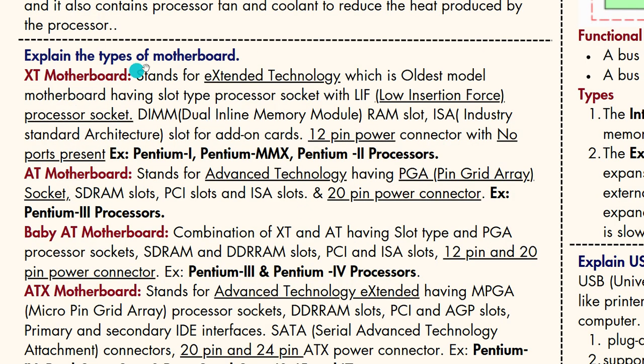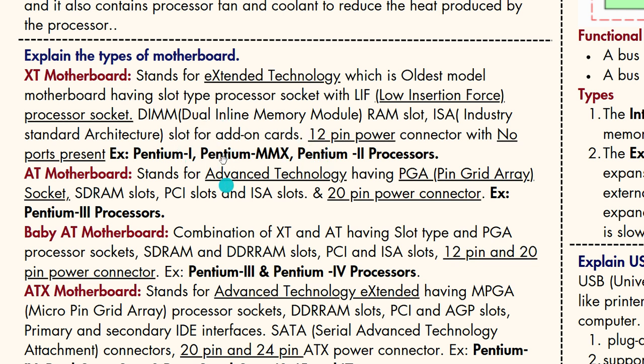Now, coming to explain the types of motherboard. XT motherboard stands for extended technology, which is the oldest model motherboard having slot type processor socket with low insertion force. It has DIMM RAM slot, which means dual inline memory module RAM slot. It has ISA slots, that is industry standard architecture slots for add-on cards. It has a 12 pin power connector and no ports. Examples are Pentium 1 and Pentium 2 processor.